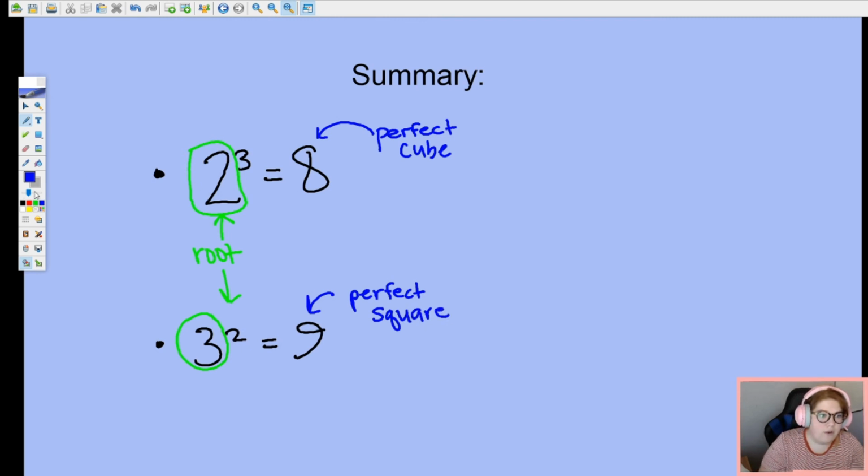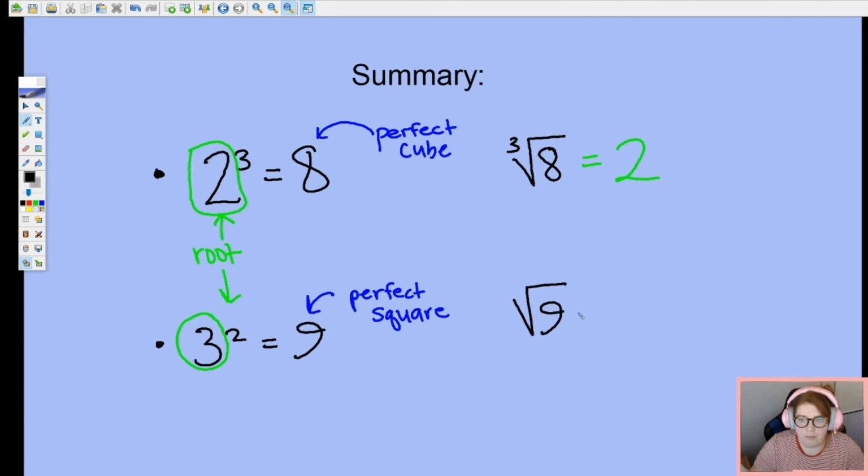So if I were to go the reverse order, where I say what is the cube root of 8, it's going to be that number in green because that's what the root is. The root is the number that I multiplied by itself to get my perfect square or cube. The number that I multiply by itself to get that perfect square or cube is my root. Okay? So that's the important thing that we needed to know for today.